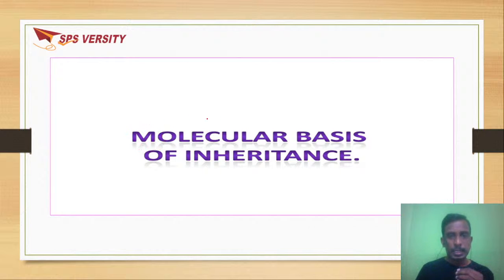In Mendel's experiment, we studied that genes and chromosomes play an important role. What are these genes and chromosomes made up of? What molecules play an important role in inheritance? That is, genes and chromosomes are made up of a macromolecule, that is the DNA.